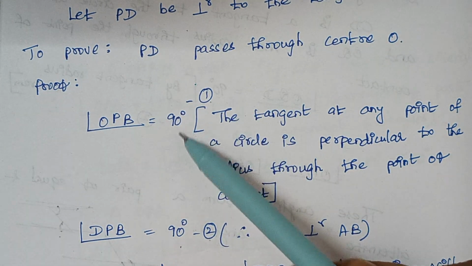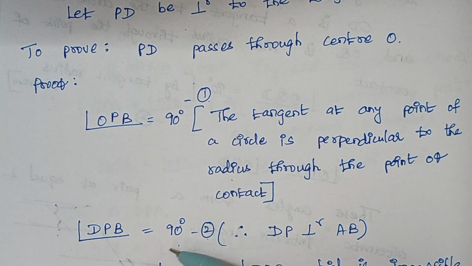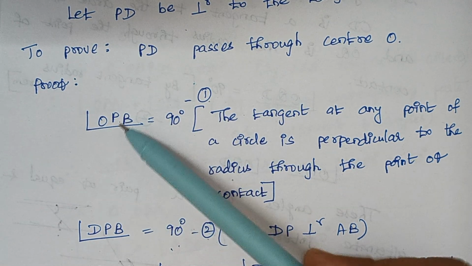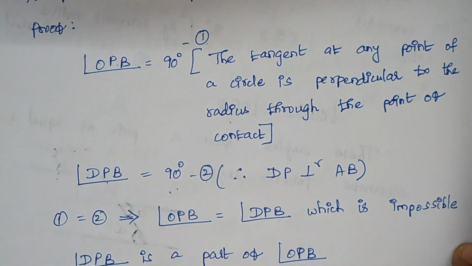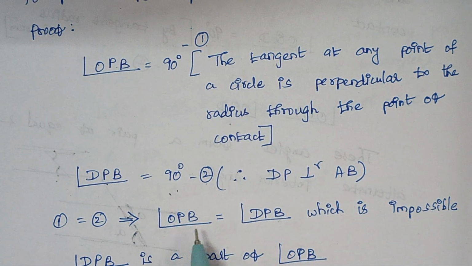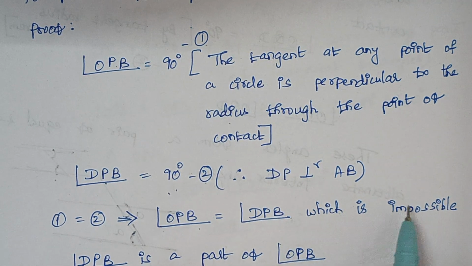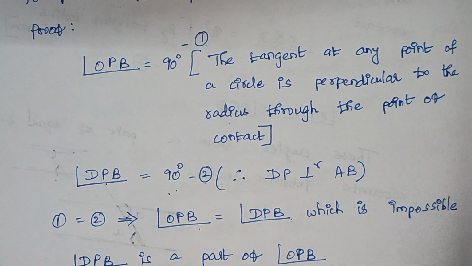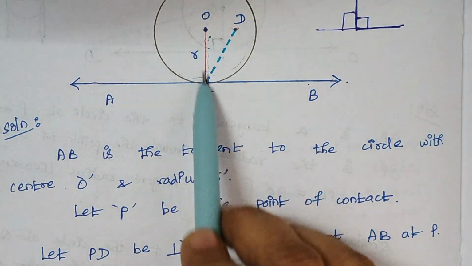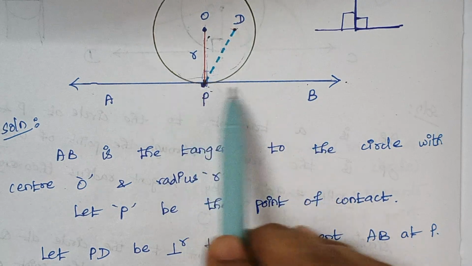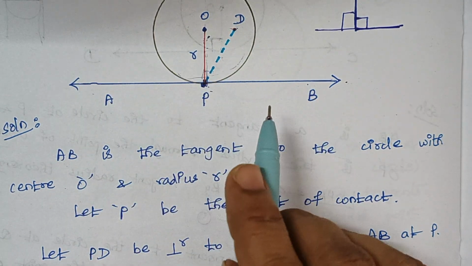So you see, on the right hand side, we are having 90 degrees. Therefore, we can write this angle is equal to this angle. So, angle OPB is equal to angle DPB, which is impossible. Why? You see, it is evident, right? OPB is equal to DPB. It is not at all possible.